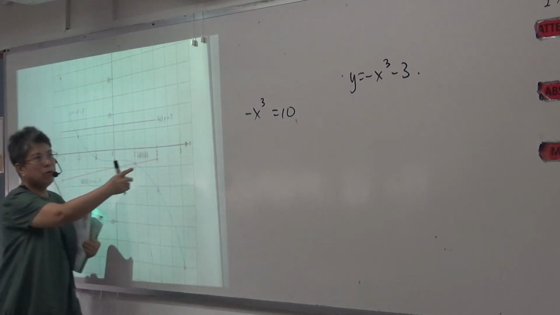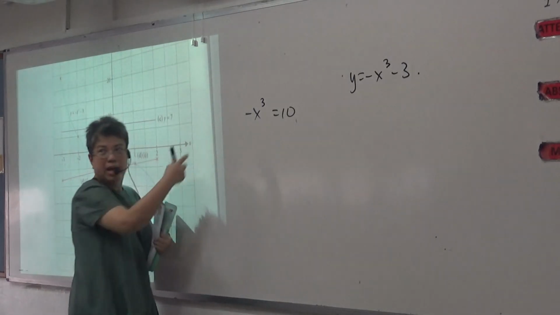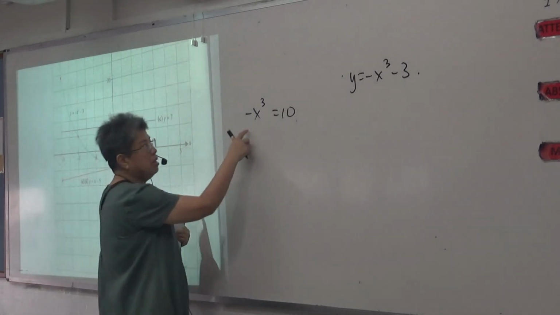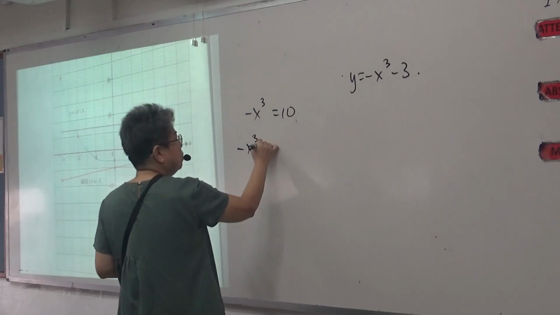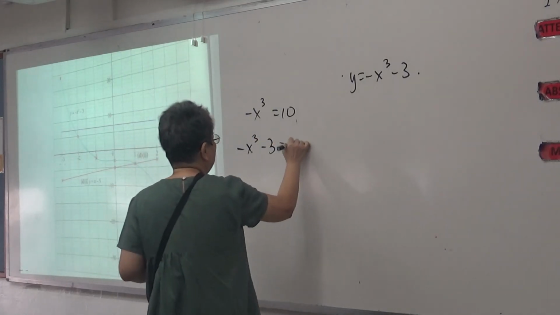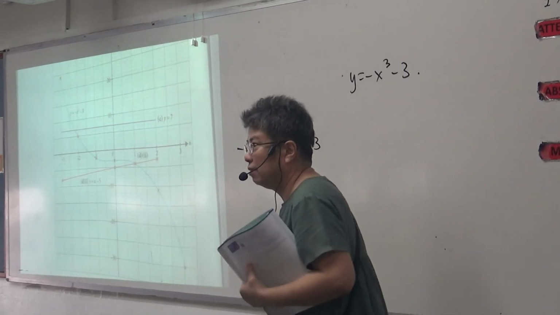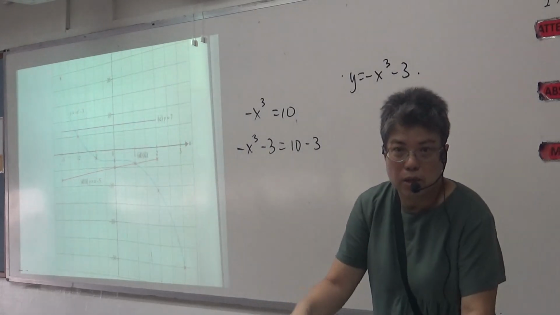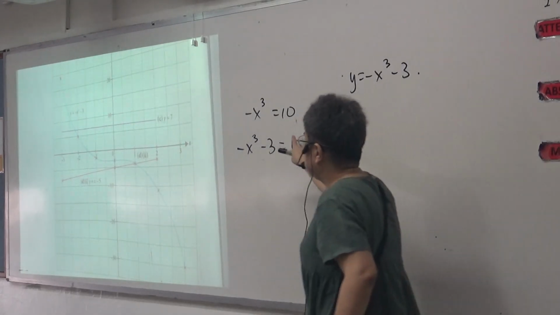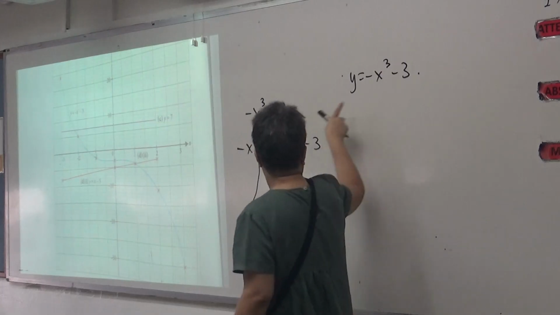Now, can you look at this one? This is the one that they have given you, right? Negative x cubed. Now, negative x cubed minus 3 will be 10 minus 3, right? Can you see or not? You always take what they give you. Can you see this is what they give you? Then we compare with the original.